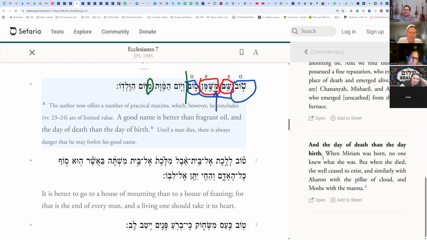And then look at this last Rashi: the day of his death is greater than the day of birth. When Miriam was born, no one knew who she was, what she was. But when she died, the well ceased to exist, and similarly with Aaron with the pillar of cloud, and Moshe with the manna.